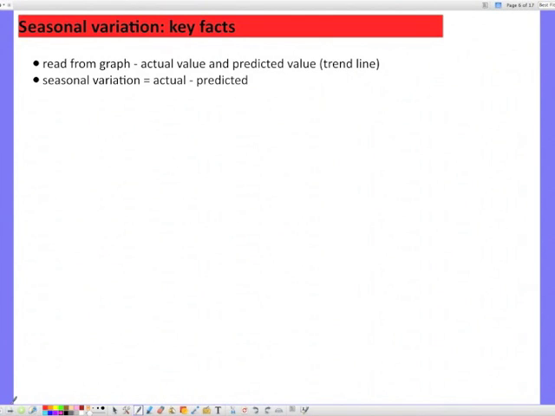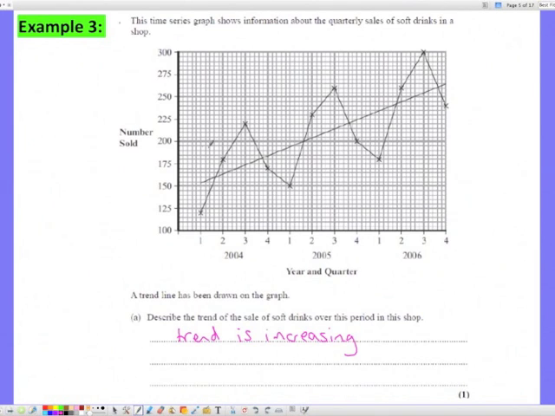Now, seasonal variation. We could read this from the graph. If we look back at our quarters here, we can see that in quarter 1 it's quite low. This is at the beginning of the year, January, February, March for the first quarter. This here is quite low, whereas the third quarter up here is high. And this is known as seasonal variation. The different seasons, it's varying.